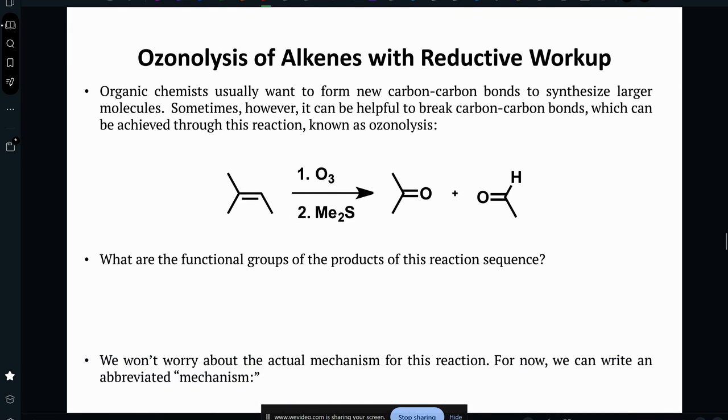So ozonolysis is a process where we react, again, it's a two-step process like a number of the reactions we've seen, where we react with ozone in the first step. Ozone looks like this. It's a molecule that's found in the stratosphere, and when it's up there, it's helpful to us because it absorbs UV light.